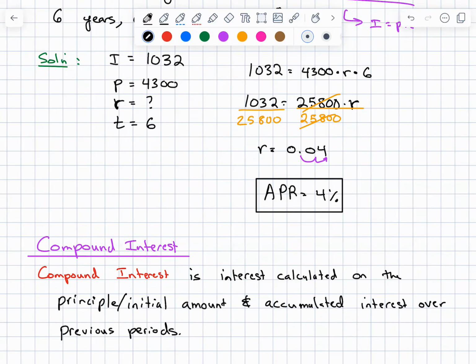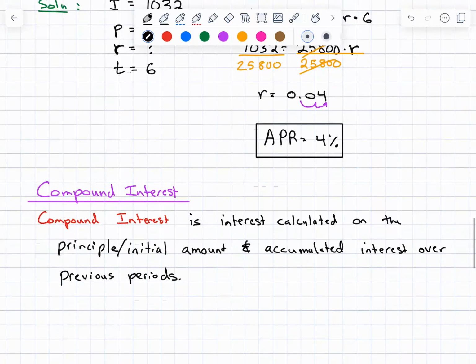A big double-edged sword, because when it comes to investments, getting interest upon interest is a good thing. But on the flip side, if it's a loan, interest on interest is a bad thing, because now you're getting extra interest charged on you. So in essence, with a compound interest problem, 4% APR is not actually 4%. It's usually more like 4.2 or something like that, because you're getting charged interest on the interest already charged. And I'll show you what I mean. I'll give an example.